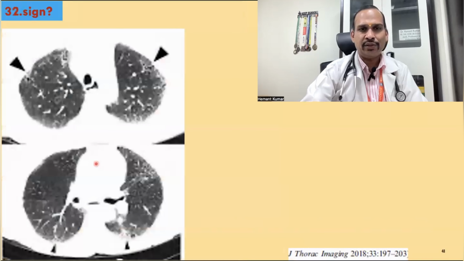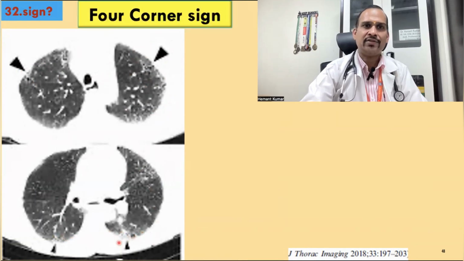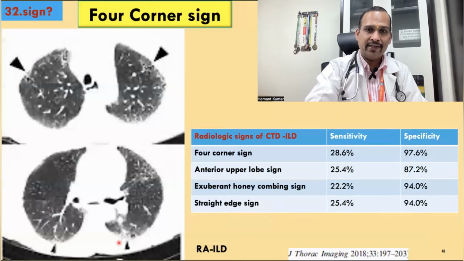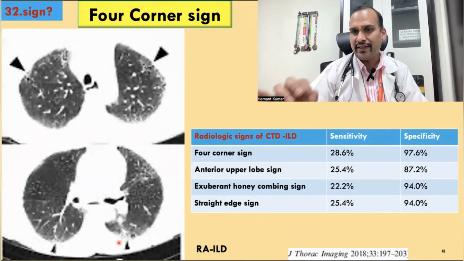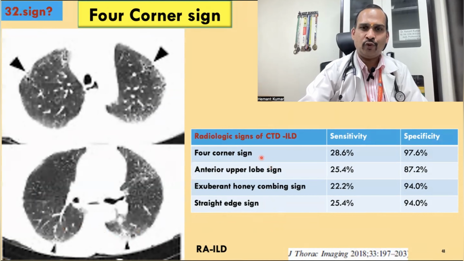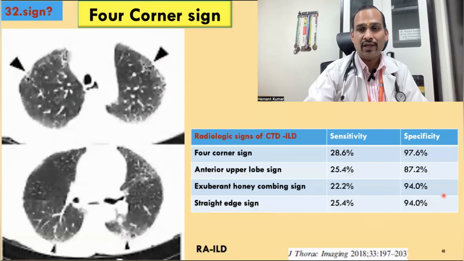Now the last, 32nd sign. You can see the bilateral upper lobes, and this is the lower lobe, posterior side. This is the four corner sign, again seen in rheumatoid arthritis related ILD. If you see these four signs overall in CTD-ILD, the specificity is very high. If you find these signs, you are almost sure that you are dealing with RA-ILD, but sensitivity is low.